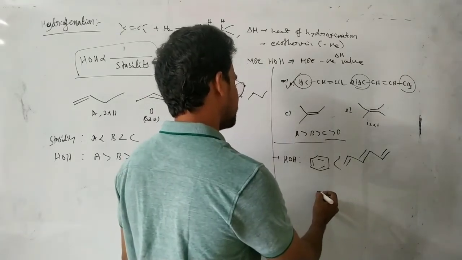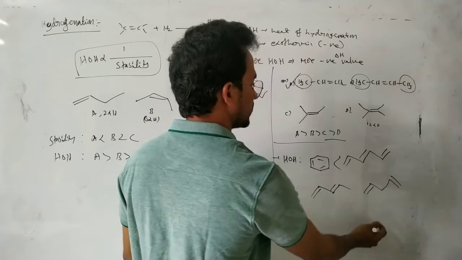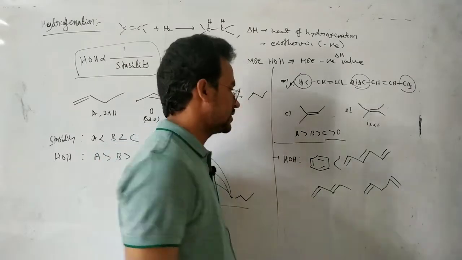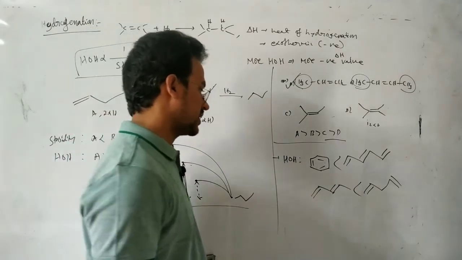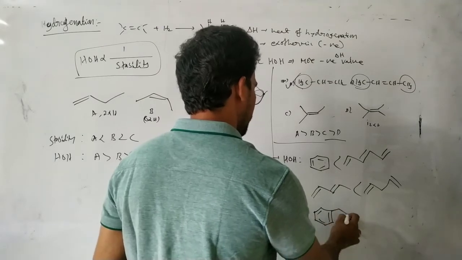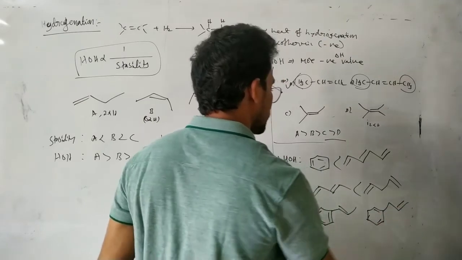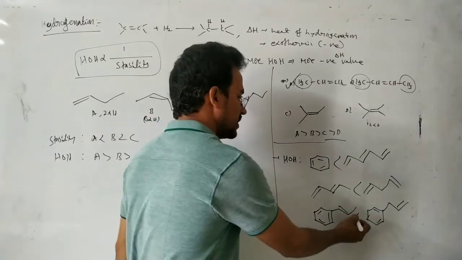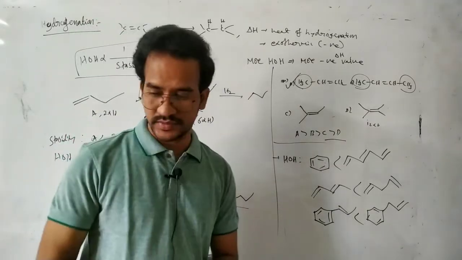Next, see this one. This is a conjugated system, this pi bond and this pi bond. This other one is a non-conjugated system. These two are conjugated, these two are not. So in this case, this is the less stable one, and that has a higher heat of hydrogenation. Similarly, for this pi bond, there is conjugation with the benzene ring, but for the other there is no conjugation with the benzene ring. So that is why this one has a higher heat of hydrogenation. That is the less stable compound.